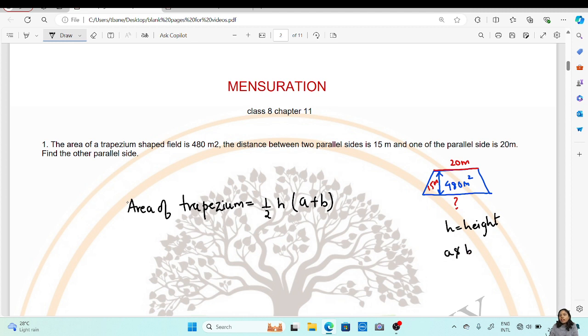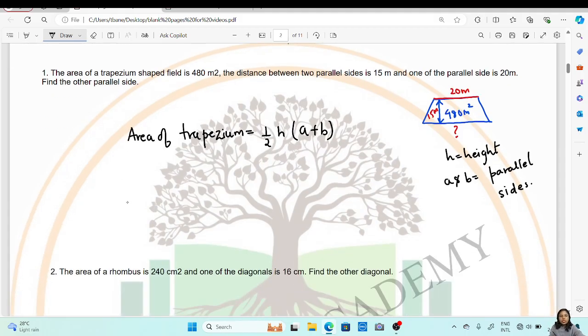A and B are the parallel sides. Okay. So now what is given to us? First we'll write what is basically given to us. So now we know this is our formula. So what is given to us?